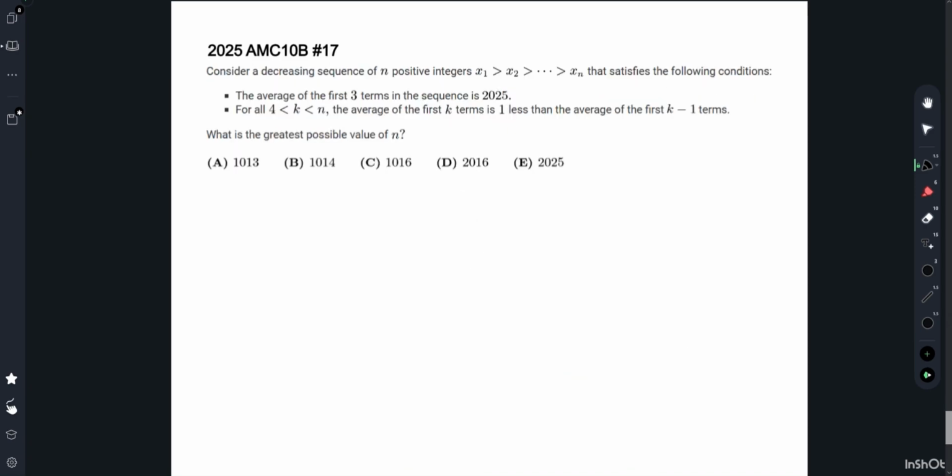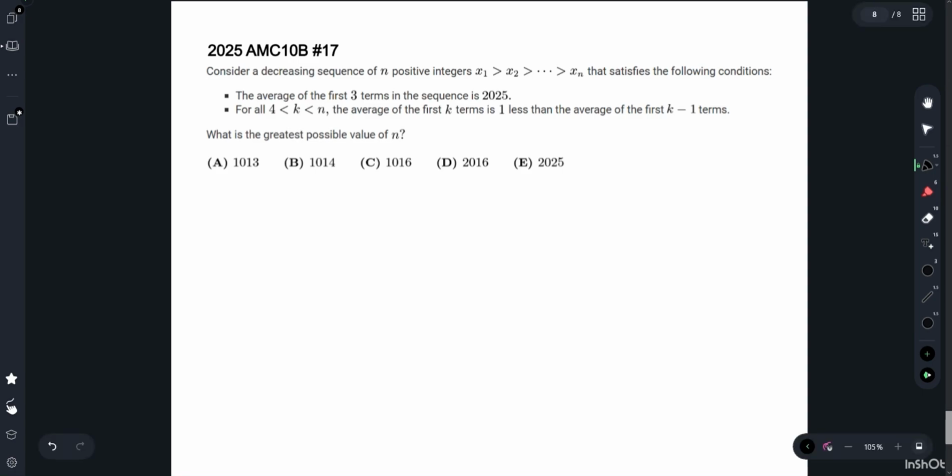AMC10B Problem 17. Consider a decreasing sequence of n positive integers, x1 is greater than x2 all the way to xn. It satisfies the following conditions. The average of the first 3 terms in the sequence is 2025. For all k with 4 less than k less than n, the average of the first k terms is 1 less than the average of the first k minus 1 terms. What is the greatest possible value of n?